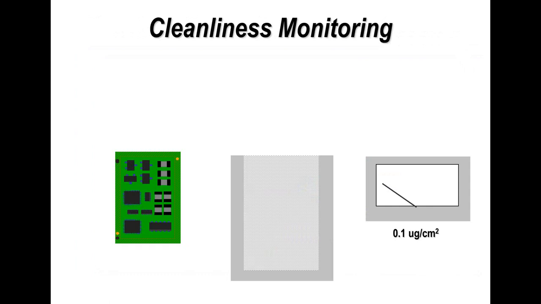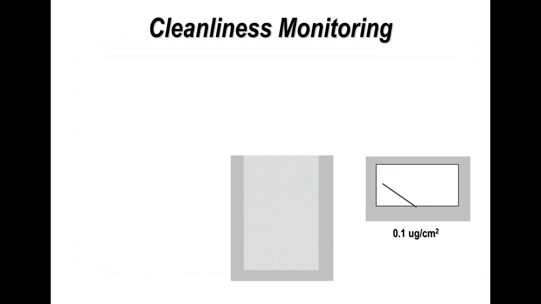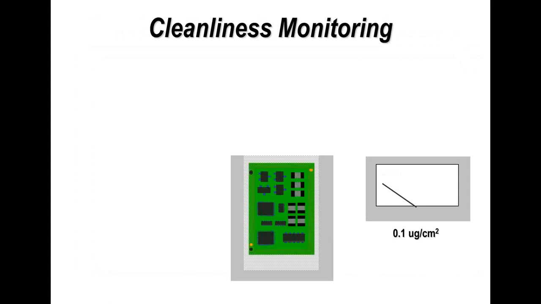Now, one of the ways in which we monitor cleanliness is unfortunately really a technique which is used for process control. It is not necessarily confirming the reliability of a circuit. It is a process control test which has been around for many years. We used to use this to control our cleaning process to see when we needed to change our cleaning process rather than to check reliability of the circuit.